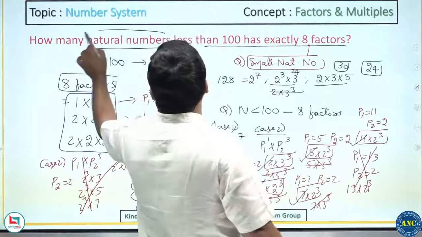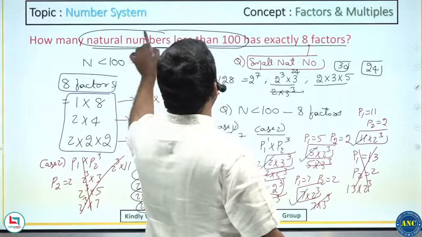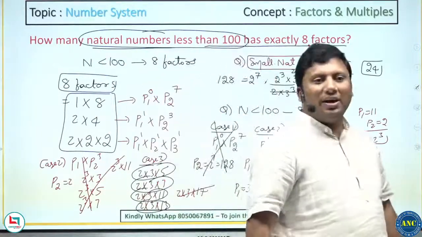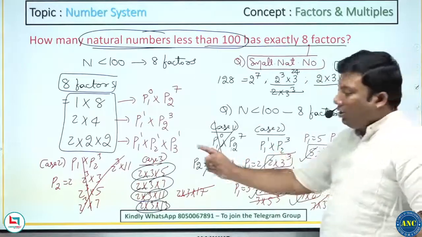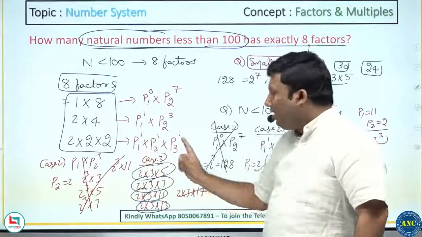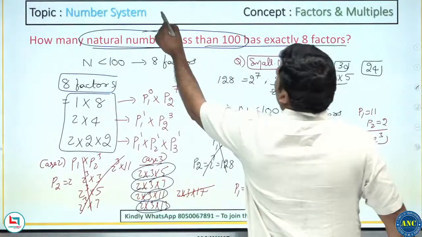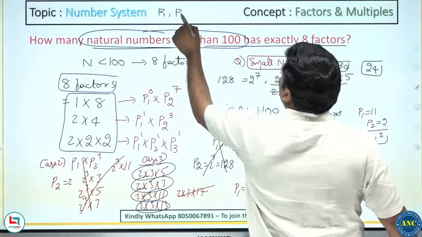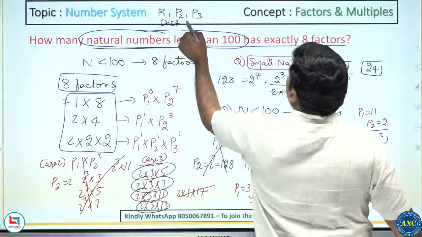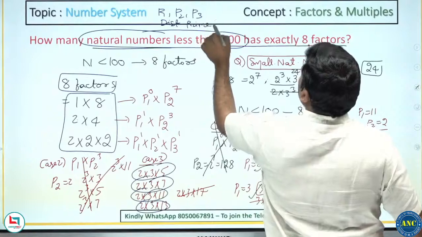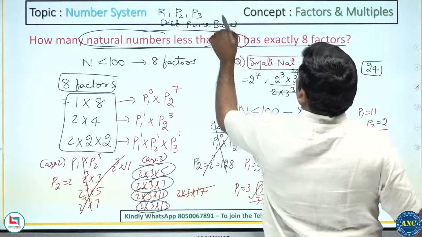How many numbers less than 100? All the cases we have to determine. How to give cases? Don't give the same values for P1, P2, P3. Always remember P1, P2, P3 all take distinct prime bases.